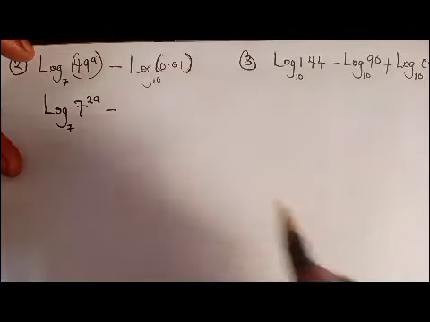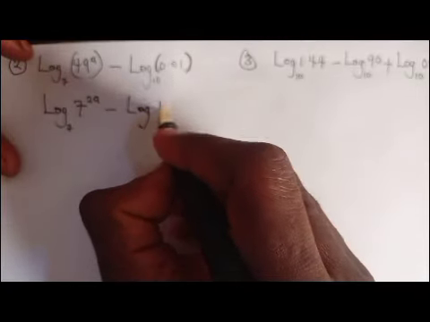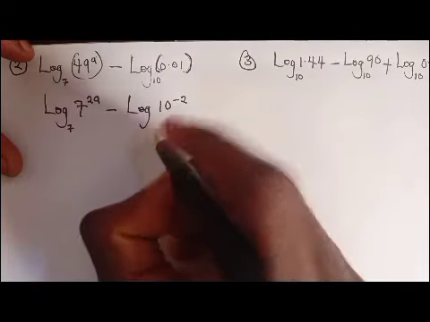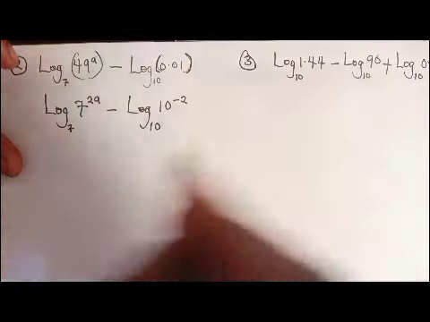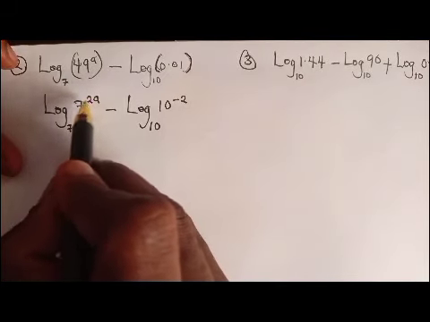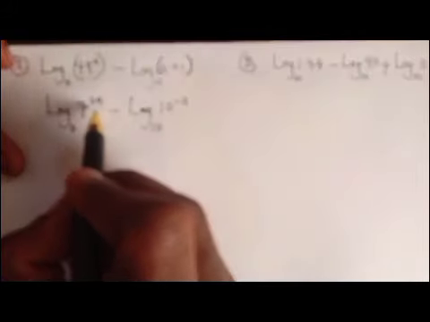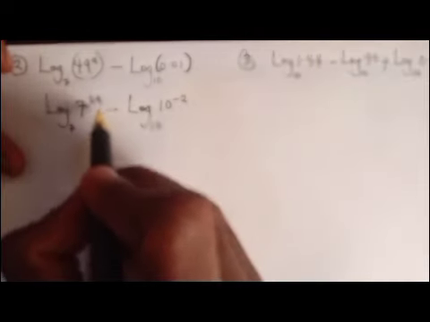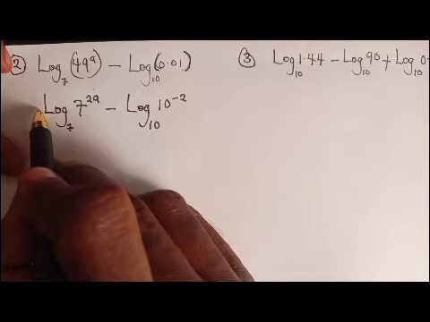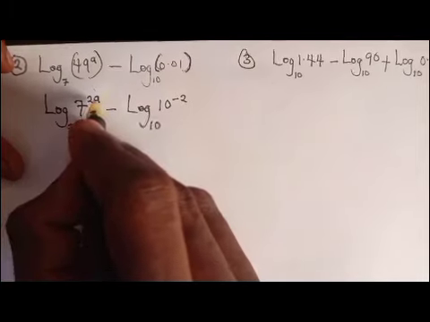Now, 0.01 is actually 10 raised to power minus 2. When you express this in standard form, that's what you're going to get, 10 raised to power minus 2. Then we move down to this side. One of the laws, if you remember, I think the 5th law or so that we treated when we were talking about the laws of logarithm, we said that whenever you have a power, the power can be moved to the front of the log, then you will be left with whatever you have there. So we're going to apply that law now.